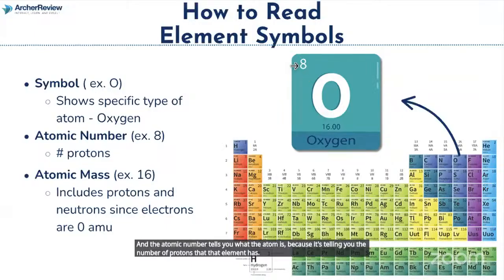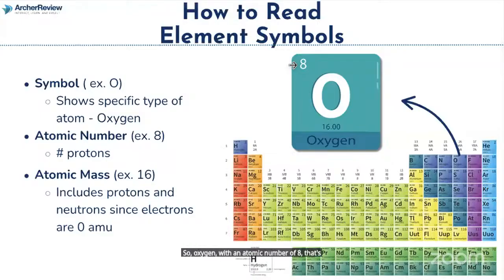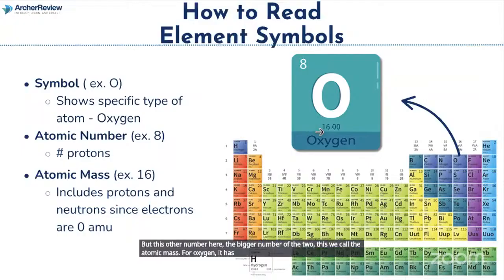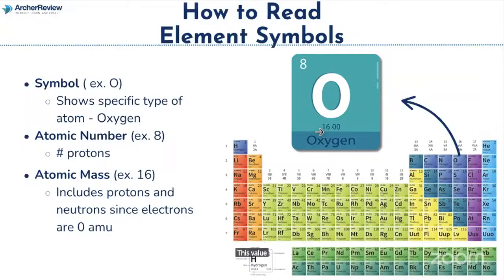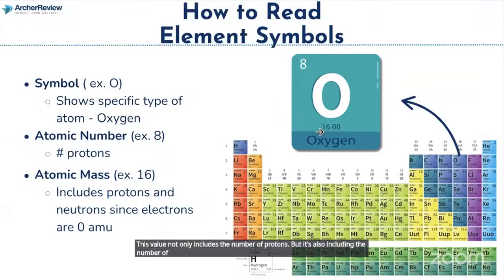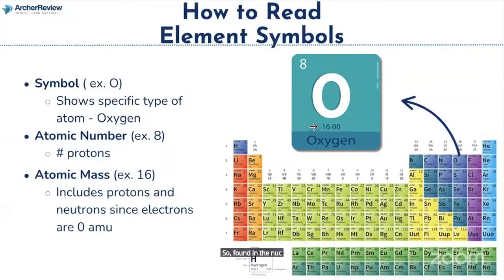So oxygen with an atomic number of 8, that's telling you it's going to have 8 protons in the nucleus of that atom. But this other number here, the bigger number of the two, this we call the atomic mass. For oxygen, it has the atomic mass 16. This value not only includes the number of protons, but it's also including the number of neutrons in that atomic mass. So found in the nucleus, this is telling you how many protons and neutrons together.